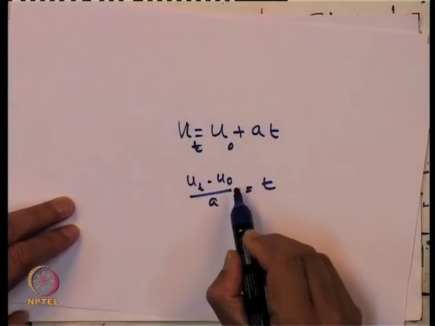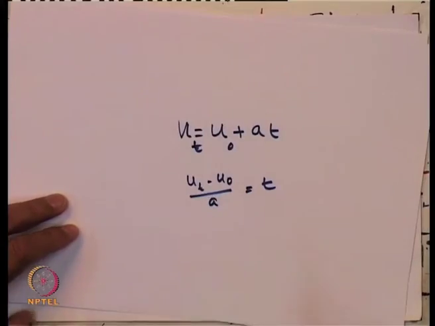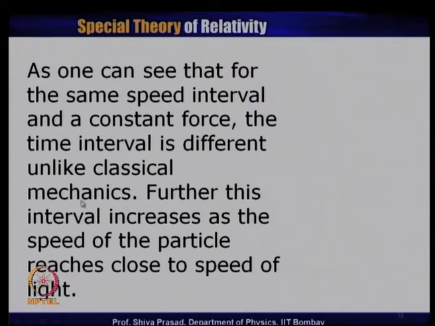Therefore, the same velocity interval will be covered in the same time, while here it does not happen. That is what I have said, that the time interval is different, unlike classical mechanics. Further, this interval increases as the speed of the particle gets close to the speed of light.